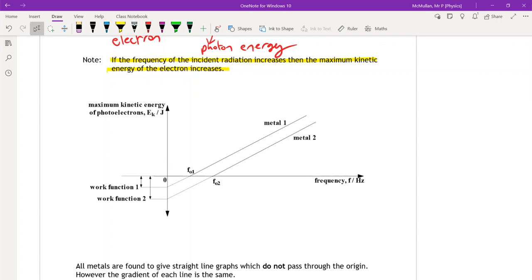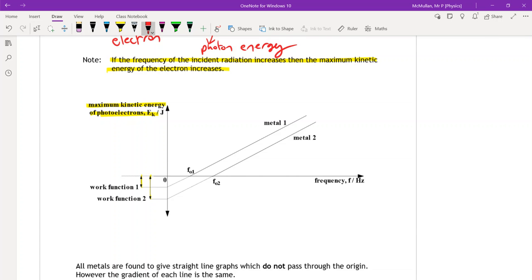If we were to look at this graph, on the y-axis we have the maximum kinetic energy of the photoelectrons. So these are the electrons that are released from the metal. Down here we have the work function, the energy required to release electrons. All metals are found to give a straight line graph which does not pass through the origin. However, the gradient of each line is the same.